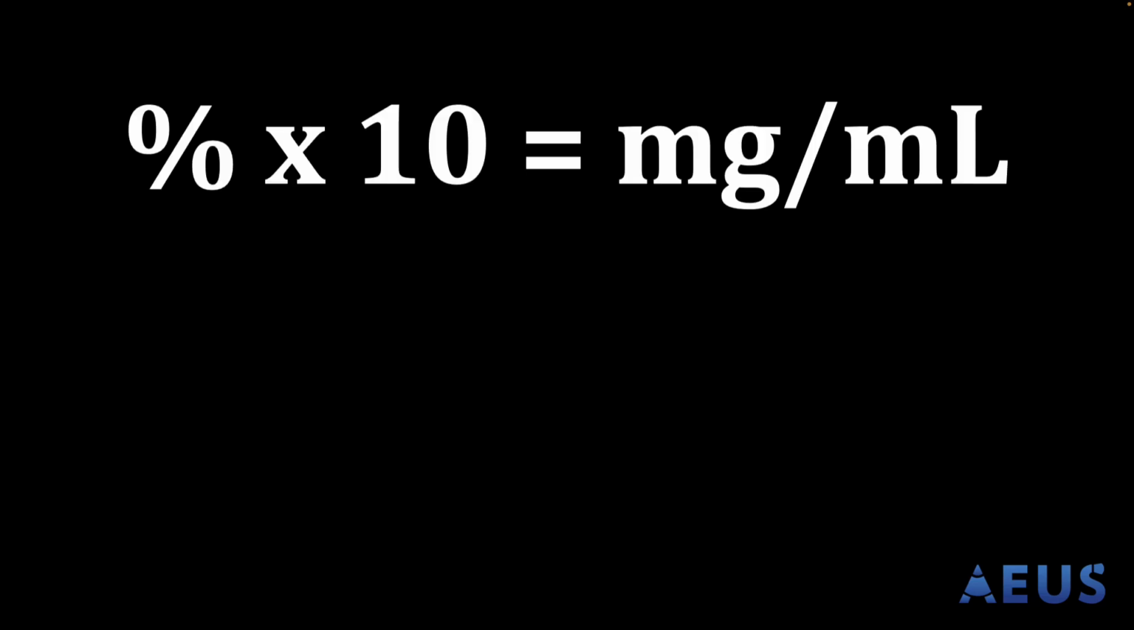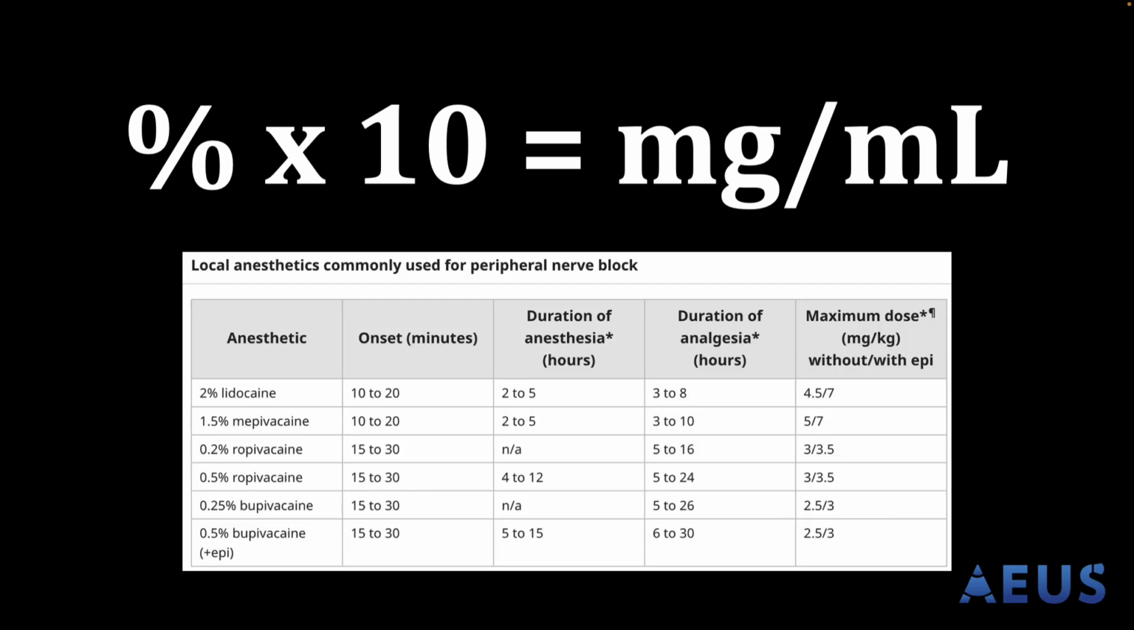You can manually calculate the maximum dose and volume by multiplying the concentration of your anesthetic in percent by 10 to give the concentration in milligrams per mL. You can then use a complicated chart like this to find the maximum safe dose, multiply by the patient's weight, and then convert that dose to volume for your specific concentration of anesthetic. Unsurprisingly, this is complicated, cognitively taxing, and extremely error-prone, and this is the source of most errors when performing nerve blocks.